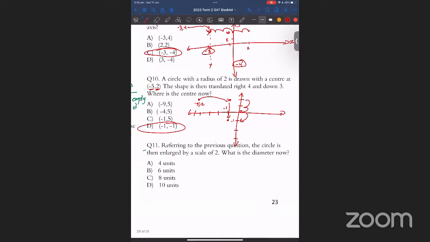Now, this circle, it says that it has a radius of 2. So this is a circle. It's got a radius of 2. Now, it's enlarged by a scale factor of 2. That means it's doubled, times 2. Do you guys understand? So now the circle has a radius of 4. So what would its diameter be? 8. 8. 8. Perfect.